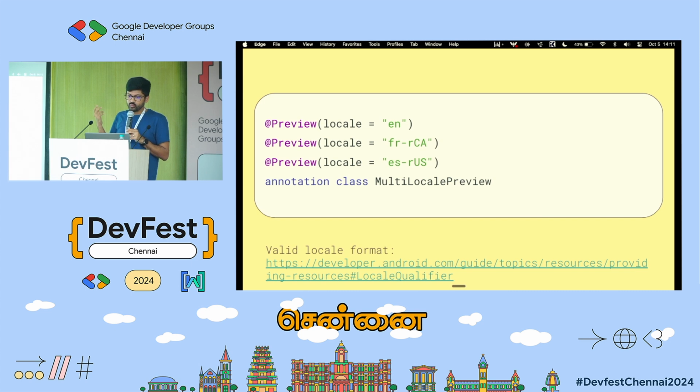And you might be wondering where I'm getting all these locale codes from. There's a particular format to it. In this case, the first one is English, second one is Canadian French, and the third is US Spanish.